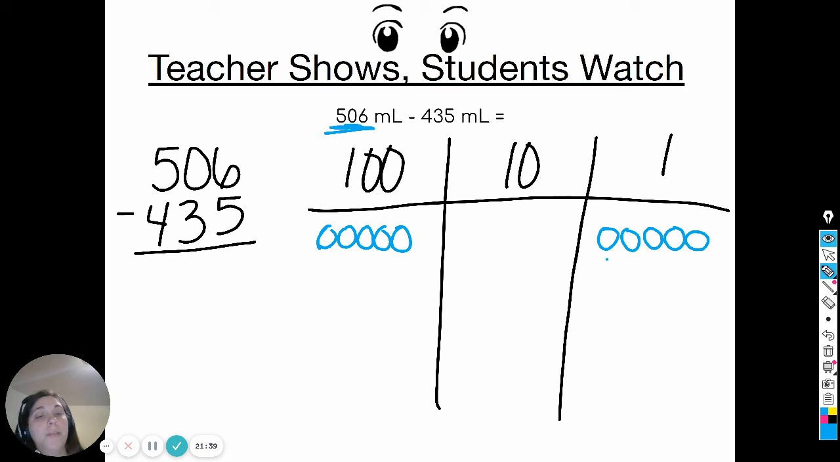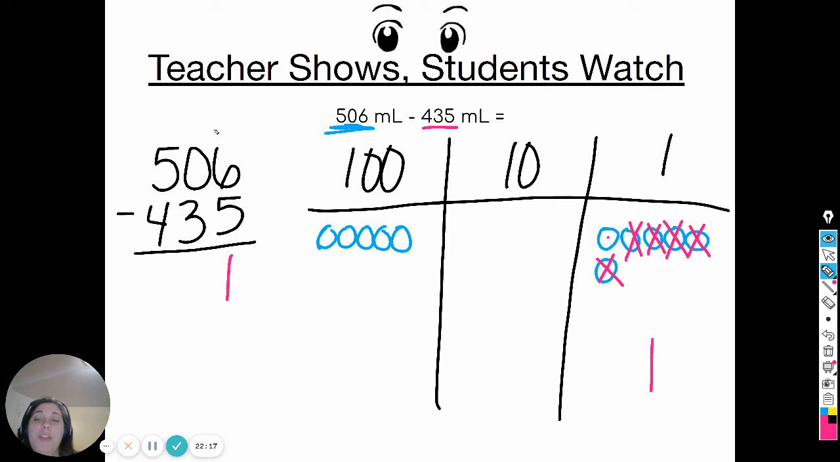4, 5, 6. So right now I have 506. Now I need to take away 435. Okay, so first, step 1 is checking the ones. I have 6 minus 5. So I need to take away 5 of these. 1, 2, 3, 4, 5. I have only 1 left. Let me put that over here in my standard algorithm. 6 minus 5 is 1.